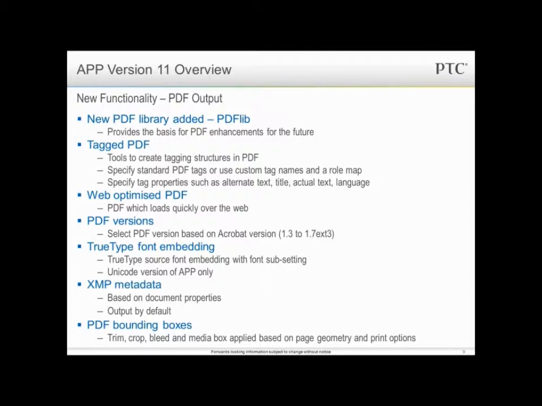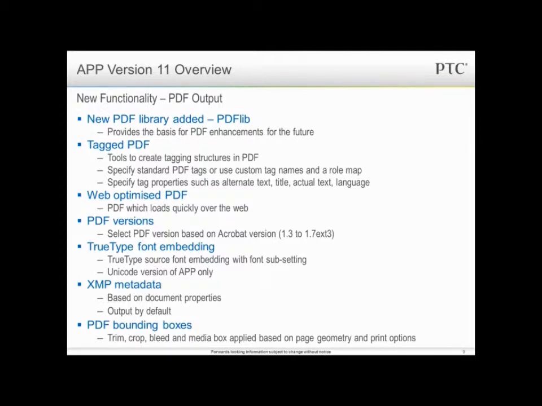By default now, all your metadata will be output as an XMP instance embedded inside your PDF. We're planning on enhancing that in a maintenance release, but at the moment all the document properties that you've got inside your APP document will be mapped to XMP metadata structures. You don't have to do anything to turn that on, it's just done by default now.